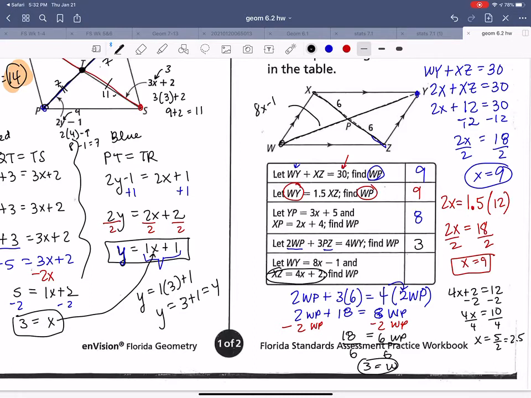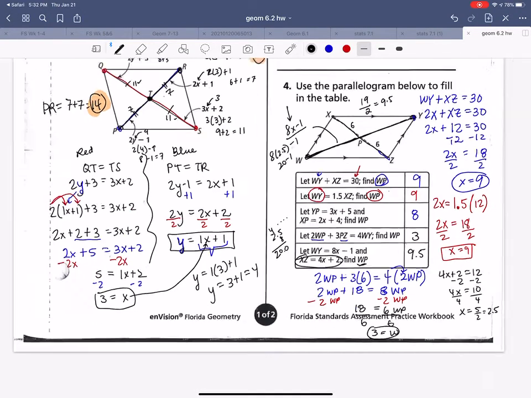Find WP. So I get the whole thing is 8x minus 1, but I know x is 2.5. So 8 times 2.5 minus 1. So what is 8 times 2.5? That's 20. Take away 1, I get 19. So the whole thing is 19. So they just want to know what's half of that. Well, half of 19 would be 9.5. Okay, wow, each of those were pretty hard.